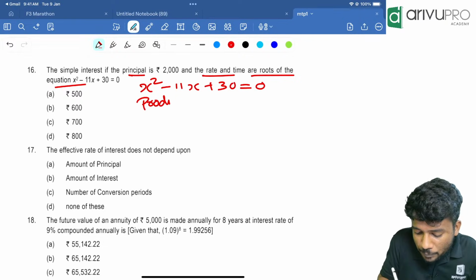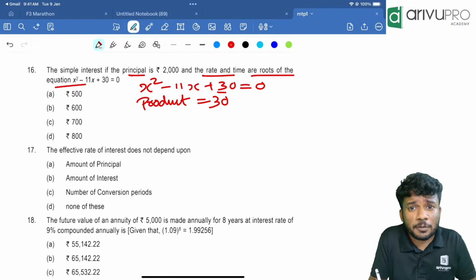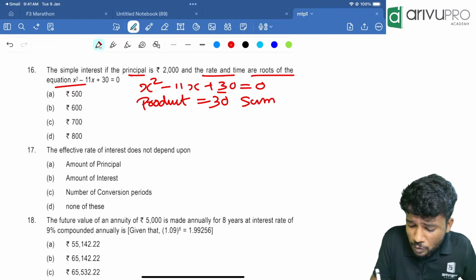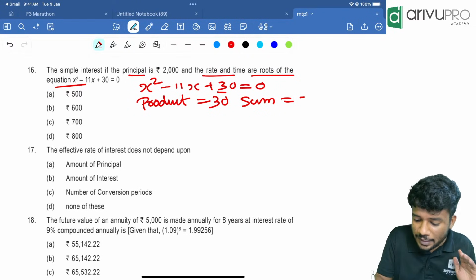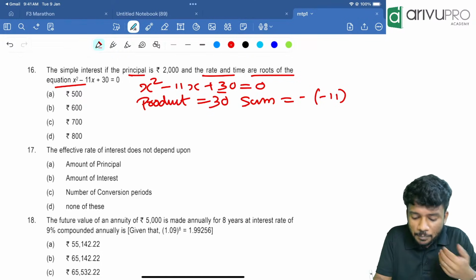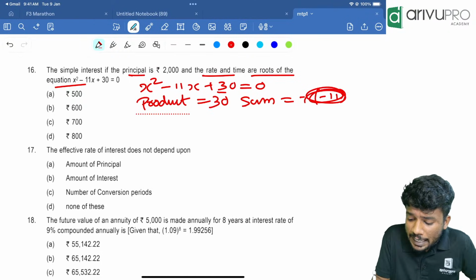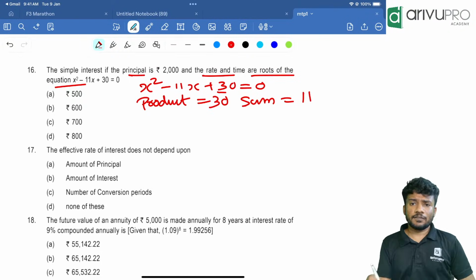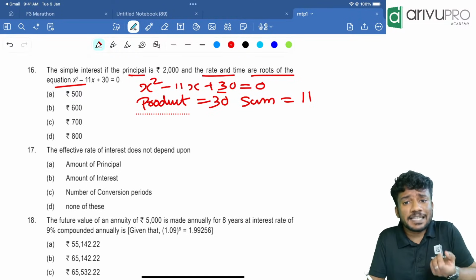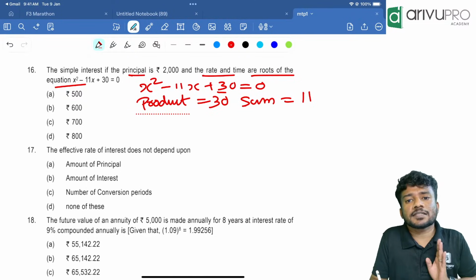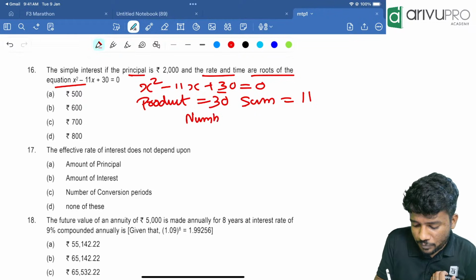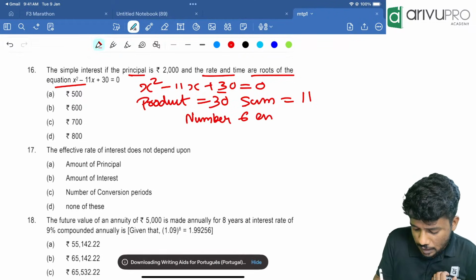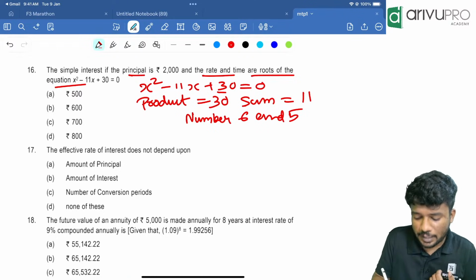Product is how much? Product we know that, which is equal to 30 because constant term divided by coefficient of x square. Sum is equal to what? The minus of coefficient of x, that is minus of minus 11 divided by coefficient of x square, that means 11. People, what two numbers will give product as 30 and sum as 11? So the numbers will be what? The numbers are 6 and 5. That means, how did you know that?